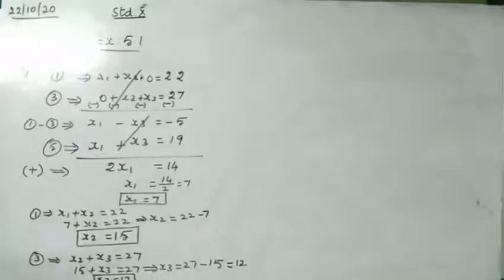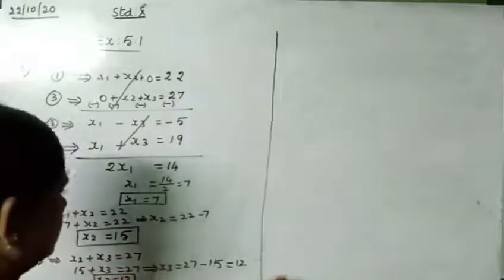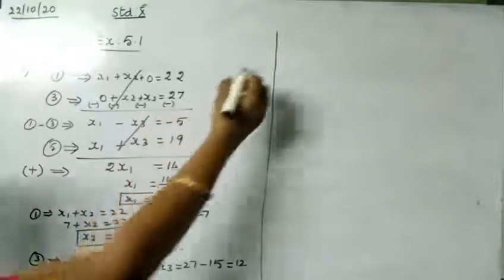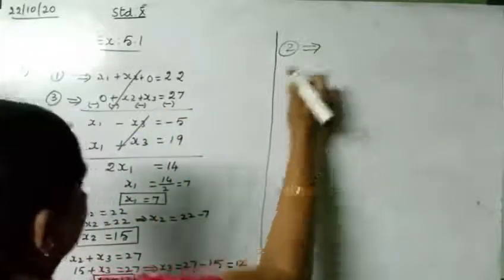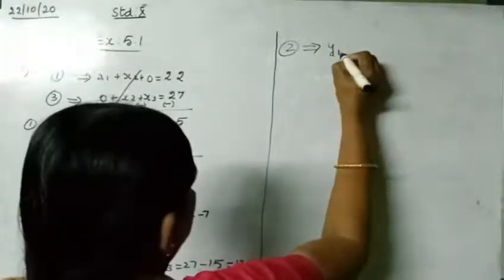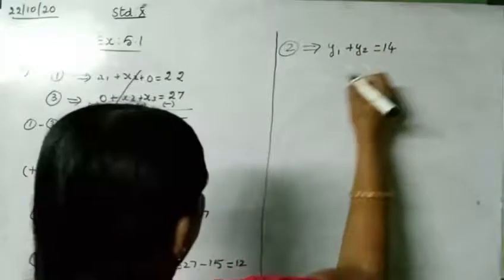So the same way we can find out y1, y2 and y3. So similarly, now here I have taken all the odd number of equations. So I have got x1, x2 and x3. Now take even number of equations and then you can get y1, y2, y3. So take even number. First take the second equation. Second equation is y1 plus y2 is equal to 14.